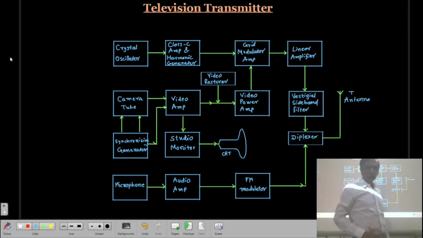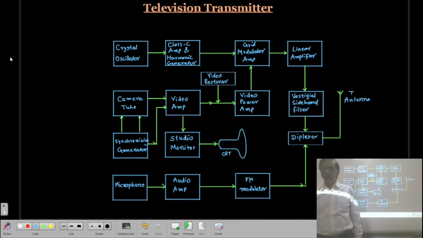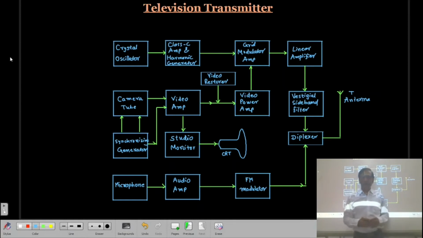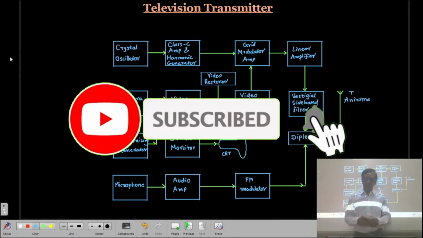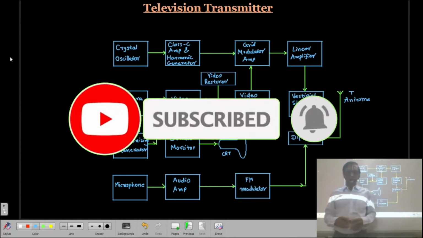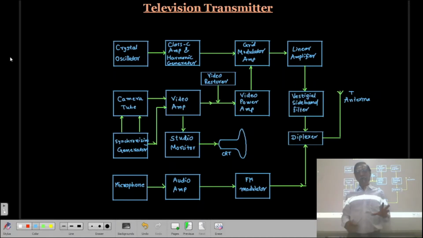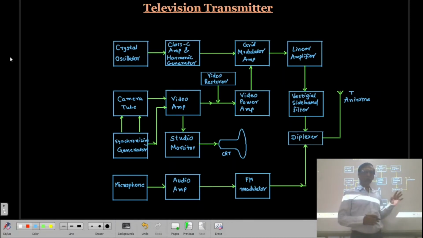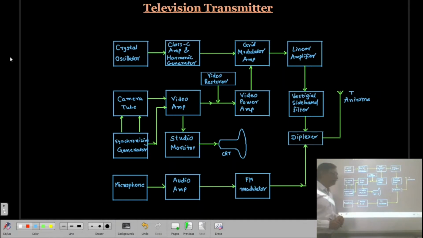Hello everyone. So today in this video lecture, we are going to discuss a very simplified block diagram of a television transmitter. We know that in television we have two types of information, audio information and video information. Whatever the picture is, it is converted into a video signal, as well as whatever the sound information is, it is also converted into an audio signal. This conversion of the audio and the video signal is performed by the transmitter. So here, look at this simplified block diagram of a television transmitter.